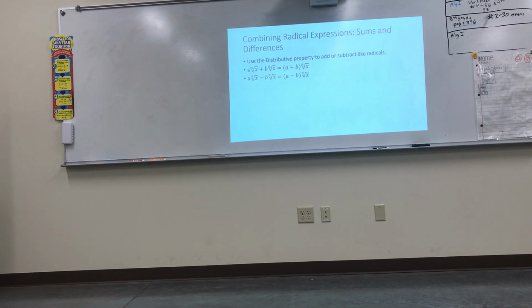Combining radical expressions, sums and differences. Use the distributive property to add or subtract like radicals. So we have a times the nth root of x plus b times the nth root of x. So we can do a plus b, and we have the nth root of x. Alright, and you can do the same thing with subtraction. The only thing is it would be a minus b.